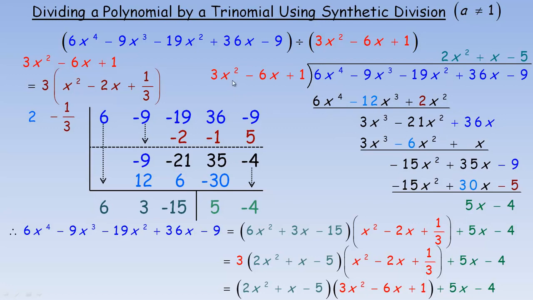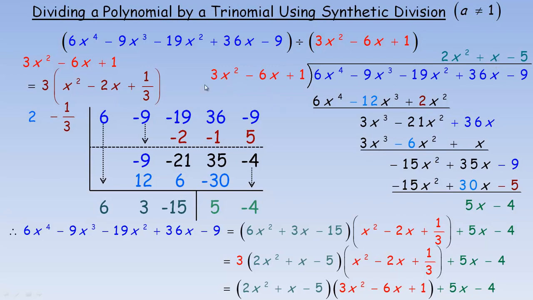So 2x squared times 3x squared is 6x to the fourth. 2x squared times the negative 6x is minus 12x cubed. And 2x squared times the 1 is 2x squared. And then in long division, you subtract. So 6x to the fourth minus 6x to the fourth is nothing. We don't put anything there. Negative 9x cubed minus negative 12x cubed would actually be negative 9x cubed plus 12x cubed because we're subtracting a negative. So you get 3x cubed, and this is subtracted negative 21x squared, and of course you bring the next term down, 36x. Then we divide the 3x squared into 3x cubed and get an x.